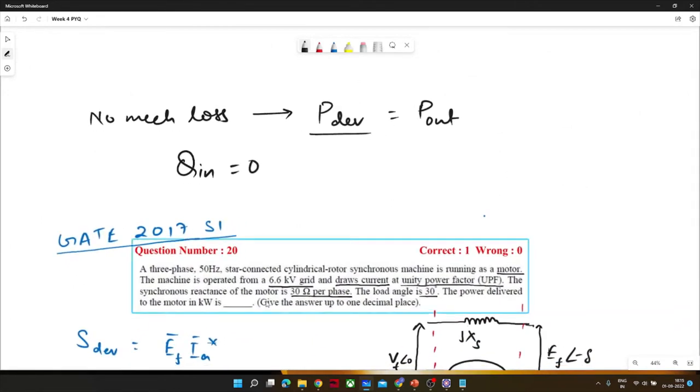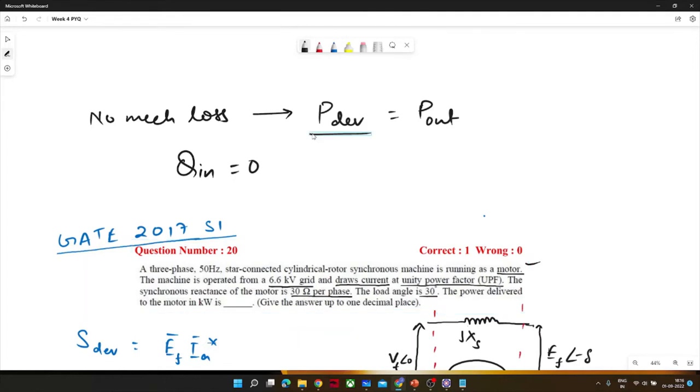This problem says that a 50 hertz, star connected cylindrical rotor, not salient pole rotor, is running as a motor. So the first information is that it is a motor. It is very important to find whether the machine is running as a motor or generator, right? Now 6.6 kV grid means the terminal voltage is 6.6 kV line. It draws current at unity power factor, just opposite of the last problem.